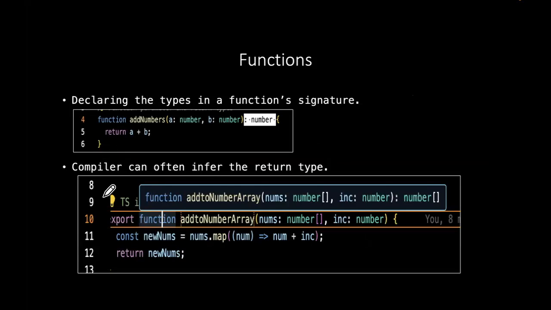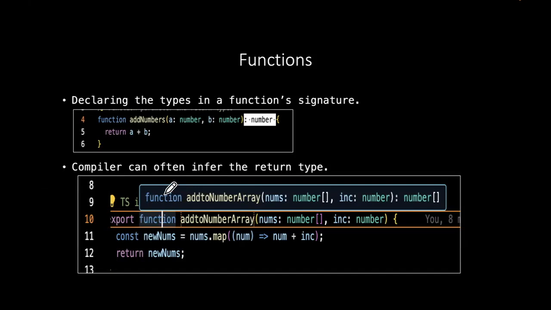Functions, declaring functions from a TypeScript point of view, you have to declare the signature, the types associated with the signature. And we saw this a few slides back. So simple example going on here. And this is where you're stating the return type, which can also be inferred in many cases.